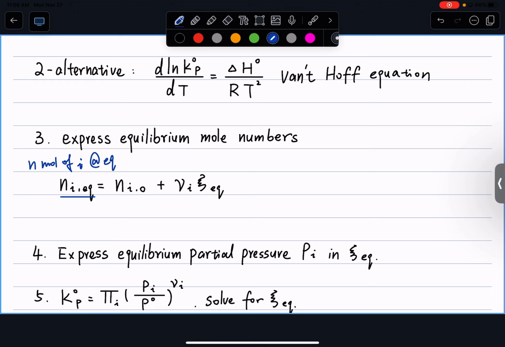So for every chemical species involved, you have one of these equations to represent the number of moles of that species at equilibrium. On the right-hand side, you have the initial number of moles. So this 0 here stands for initial, not for 0 K. And here, on the right-hand side, you have the change, or the delta N, of that chemical species i. So this is our stoichiometric coefficient. And at the end, you have this weird term, that's your extent of reaction, or xi.